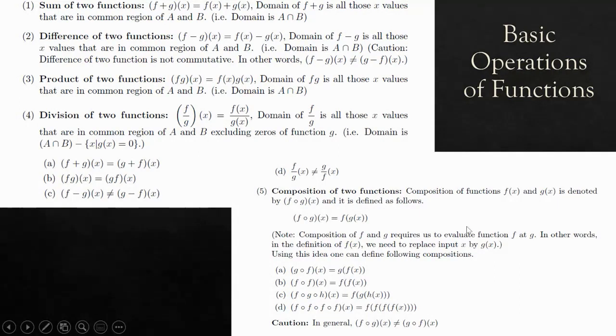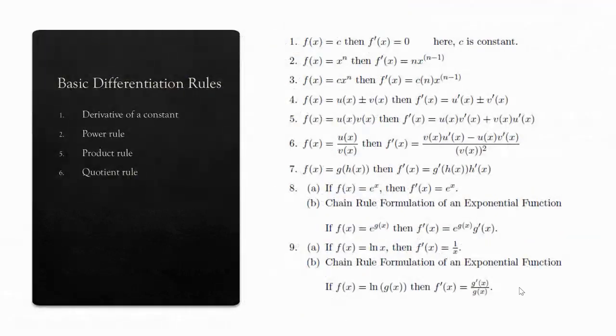Going on to the composition of two functions. So composition of two functions is basically denoted by f of g of x. So these are some of the formulas that you can remember or look into while doing compositions. And something you want to remember with compositions again is that f of g of x is not equal to g of f of x. With that, we will move on to the basic differentiation rules.